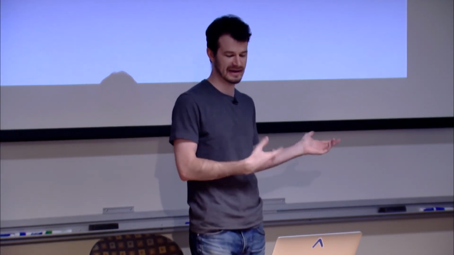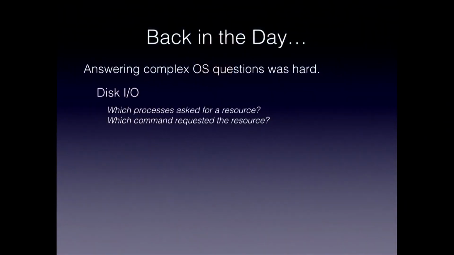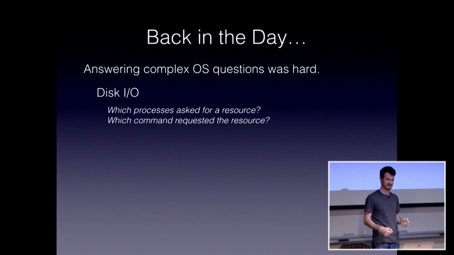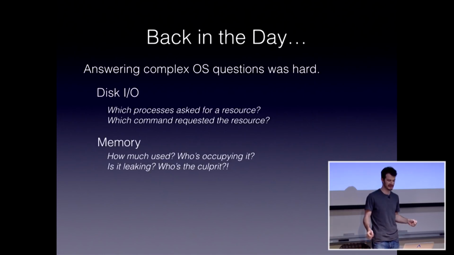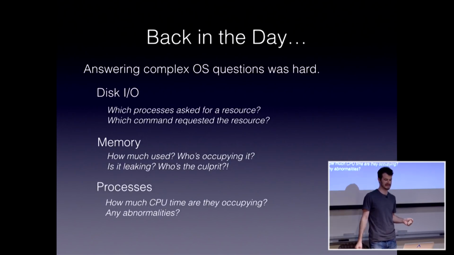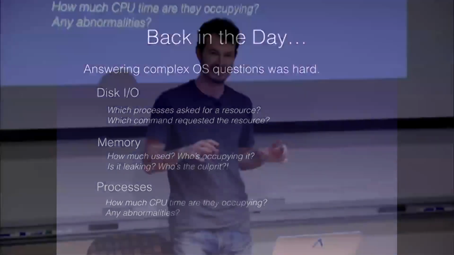For the disk, you might ask something like what processes are asking for a given resource right now, and which command requested that resource from the OS, so you could figure out where there was some bug or what was going on. You might have a problem in memory, like there's a leak or something like that. You want to figure out how you could trace down that leak. And then very importantly, you might want to figure out how long certain processes are taking on the CPU compared to other processes, or just how long a process is taking in general, or when it spikes to 100% usage or something like that. So these are all really important questions, but in order to figure it out, you'd have to go in and manually write a bunch of code, and that's not very fun.